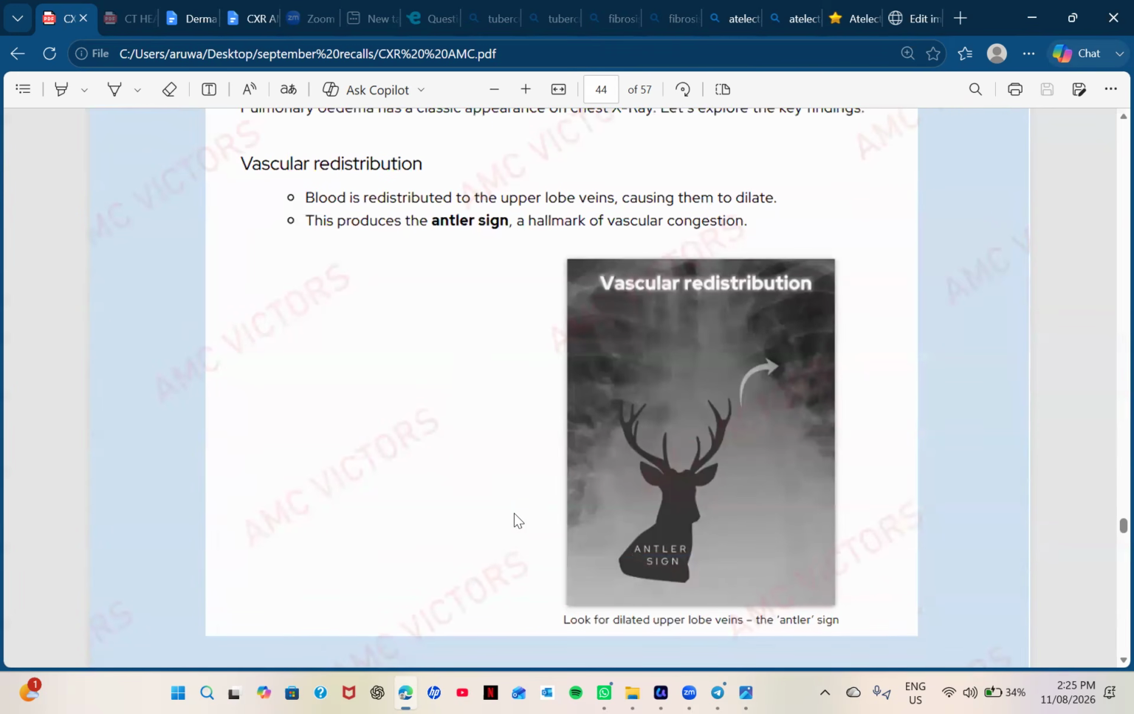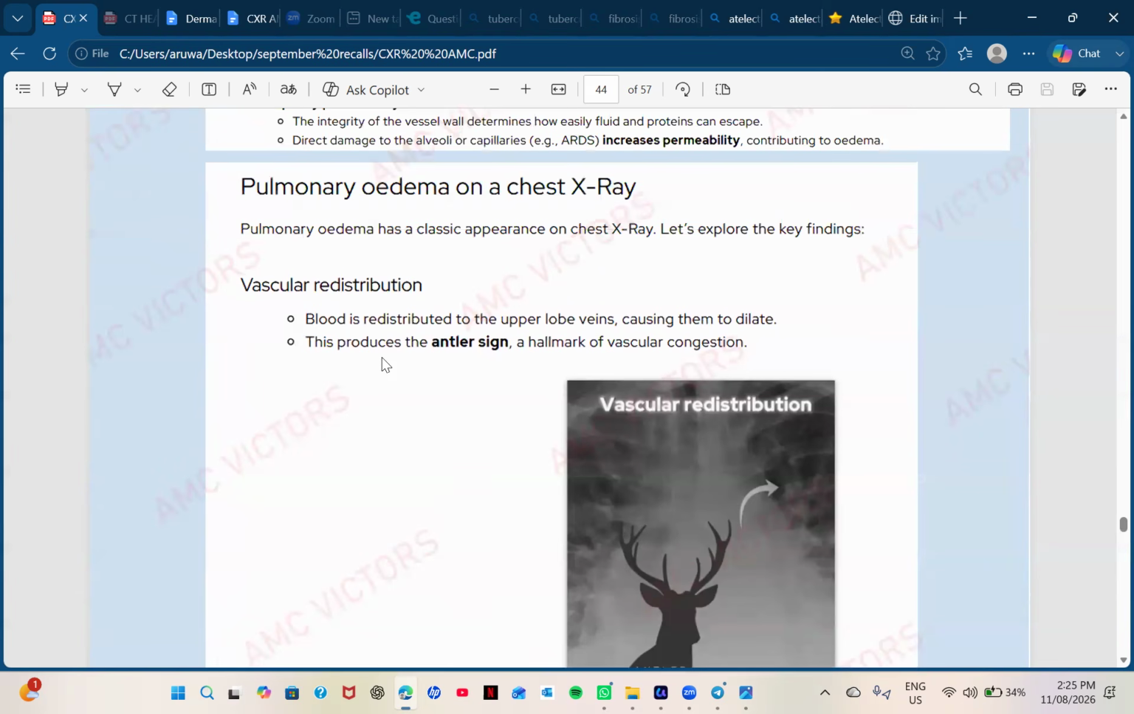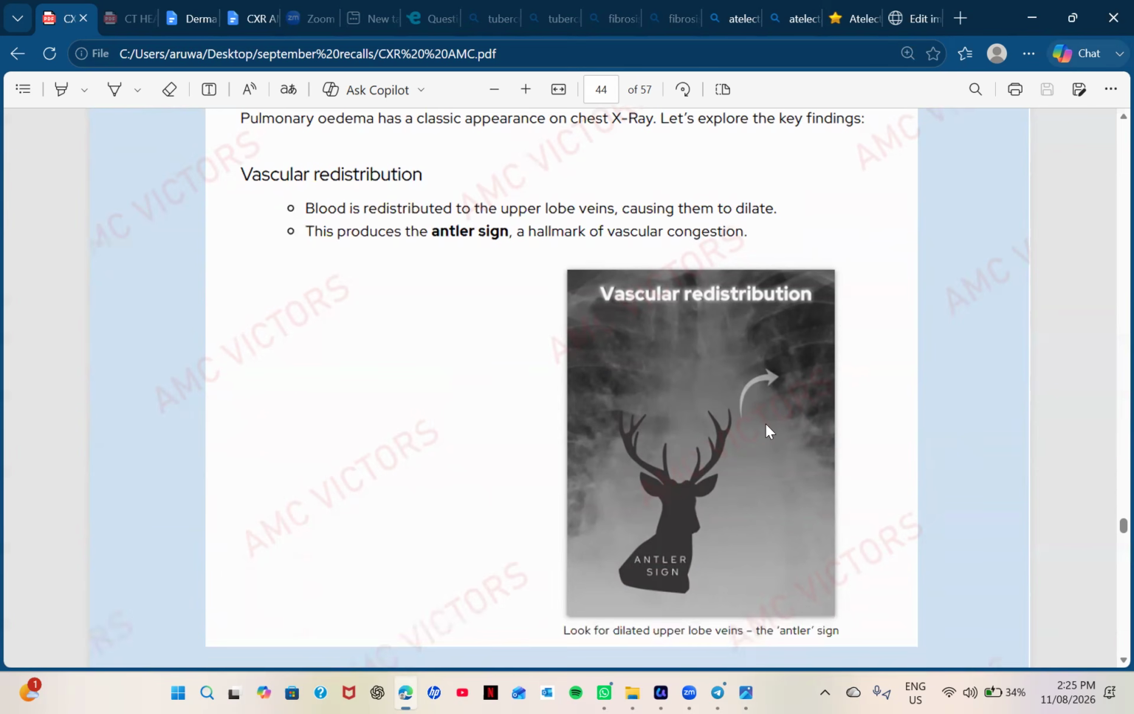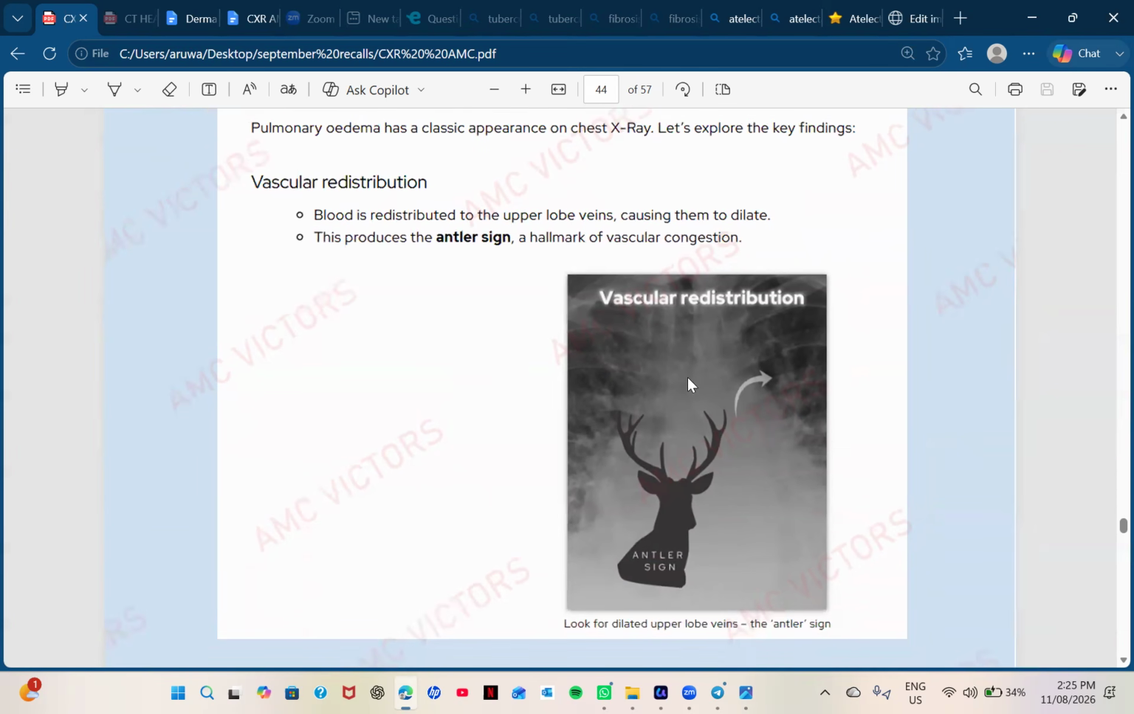Okay, how can you see it, doctor? So the antler sign, there is an antler sign. Blood is redistributed to the upper lobe veins, causing them to dilate, right? I'll show a better picture, not like this. We call it an antler, right? Like here the vessels are dilated, so you can see like this.